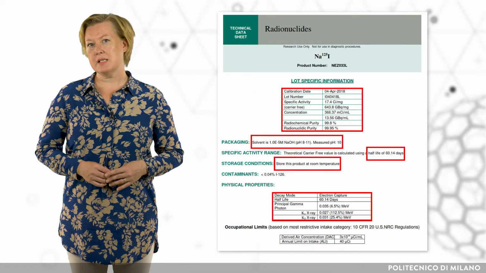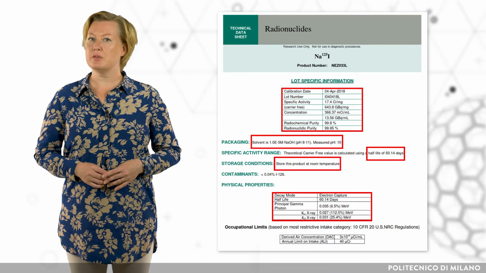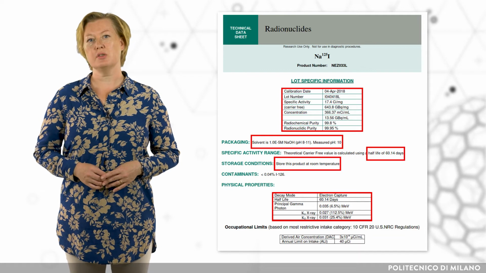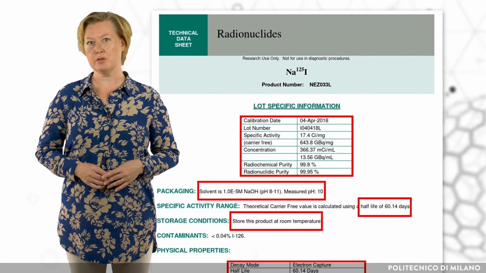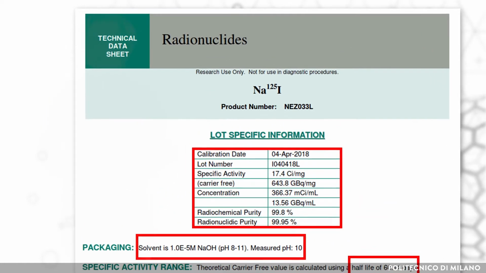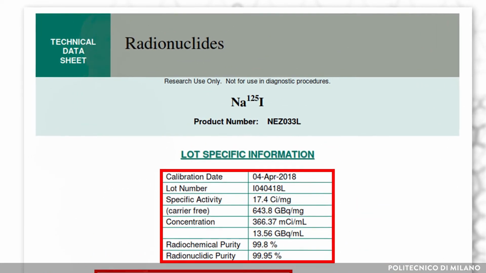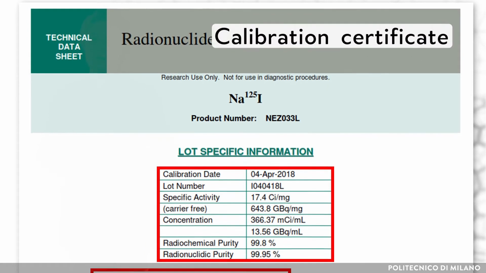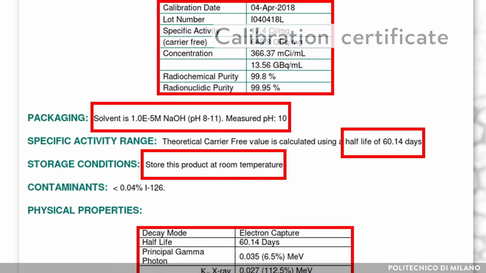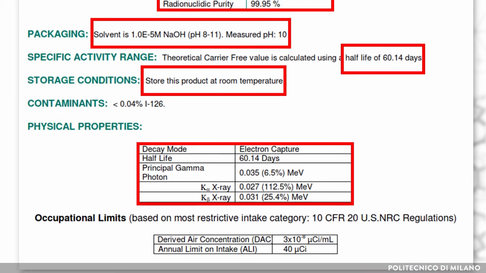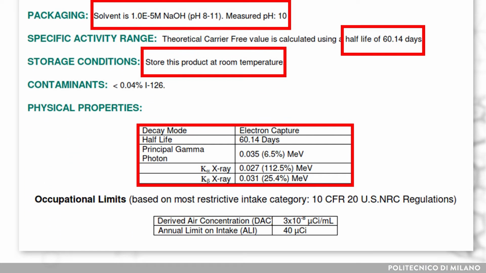The exact specifications of the calibration date, activity concentration, specific activity, solvent, pH, storage conditions, radiochemical purity and radionuclide purity are provided in the calibration certificate for the radiochemist. Other information such as decay mode and the emitted energies may also be provided.